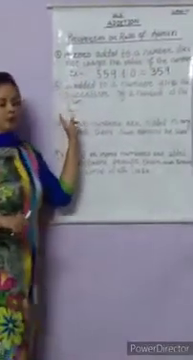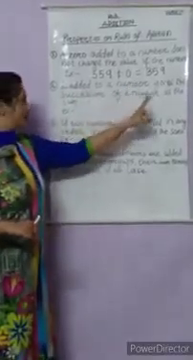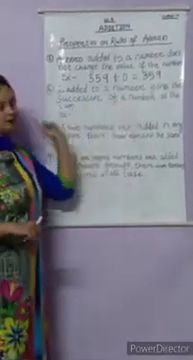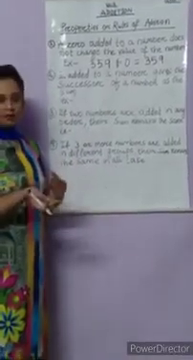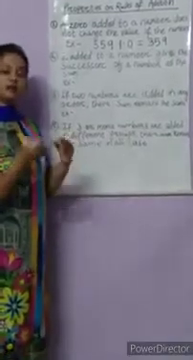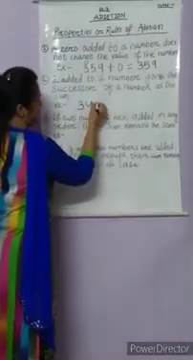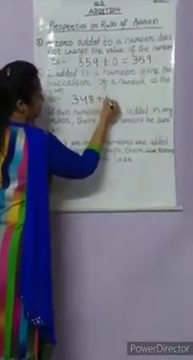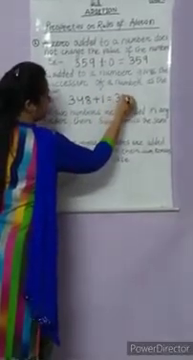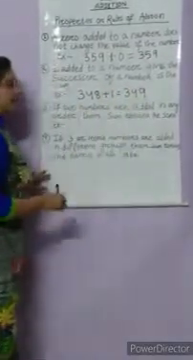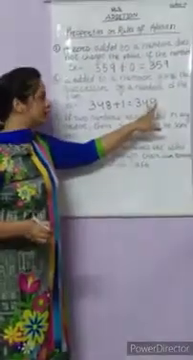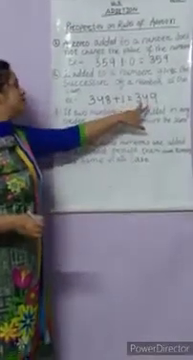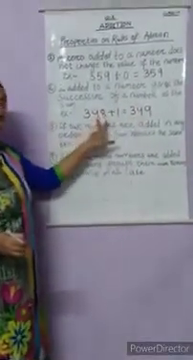Next, see the second property. 1 added to a number gives the successor of a number as the sum. So we all know successor means plus 1, any number plus 1 gives the successor. For example, see here, 348 plus 1 will be 349. Yes or no? 348 plus 1 is 349. So 349 is the successor of 348.